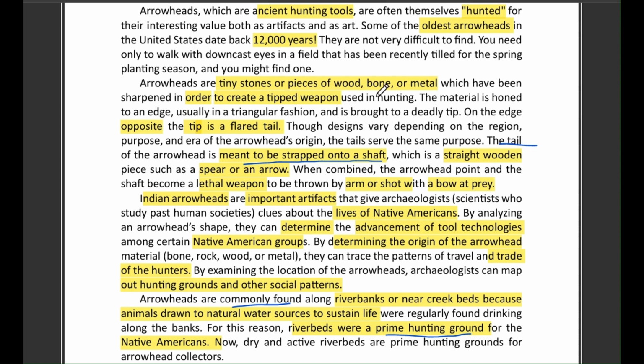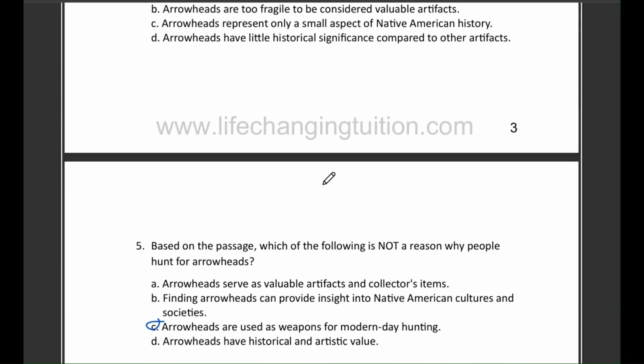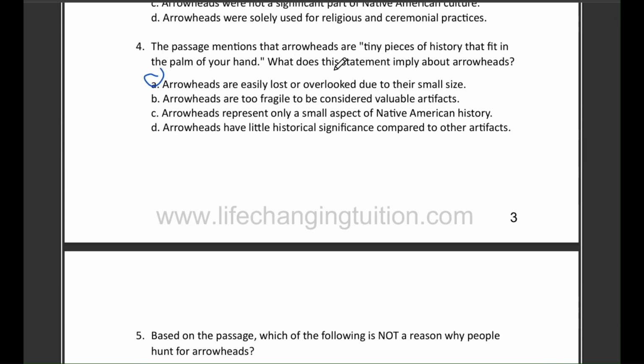Question 4. The passage mentions that arrowheads are tiny pieces of history that fit in the palm of your hand. What does this statement imply about arrowheads? We have the following options. A. Arrowheads are easily lost or overlooked due to their small size. B. Arrowheads are too fragile to be considered valuable artifacts. C. Arrowheads represent only a small aspect of Native American history. Or D. Arrowheads have little historical significance compared to other artifacts.